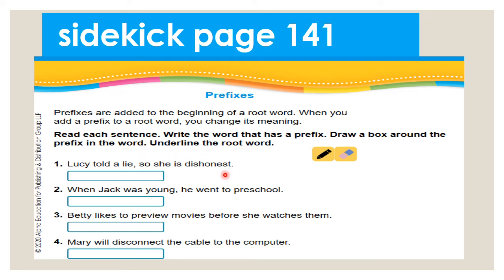So in each sentence, you will write a word that has a prefix, and then we underline the root word and we circle or put a box around the prefix. Number 1, Lucy told a lie, so she is dishonest. Number 2, when Jack was young, he went to preschool. 3, Betty likes to preview movies before she watches them. Mary will disconnect the cable to the computer. Okay?